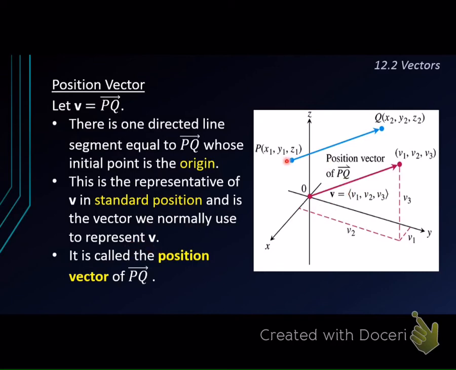Well, here you see this is PQ, and then the standard position of PQ is V. Okay, we write it as V, and then this vector, we name it as position vector. Every time we have a vector that starts from the origin, we name it as position vector.